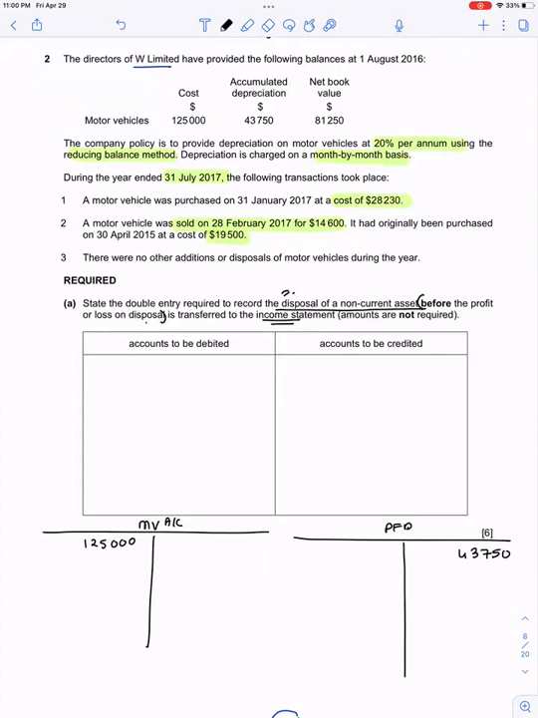I am first purchasing a non-current asset. So whenever you have reducing balance method month by month basis, you charge depreciation on three things separately. What are the three things? On the asset first purchased, then the old asset sold, and the remaining assets.